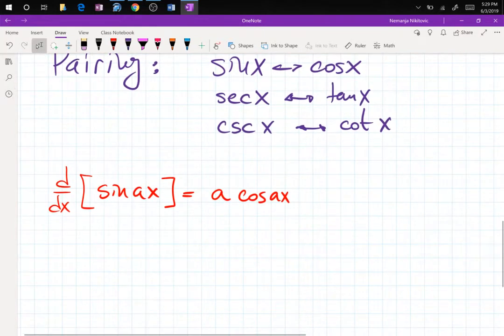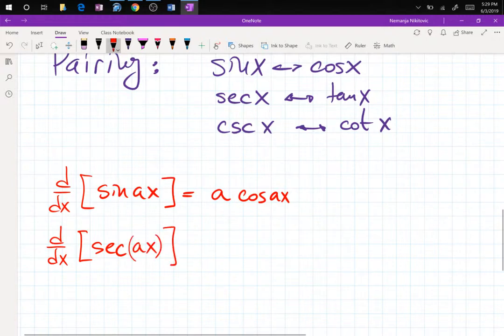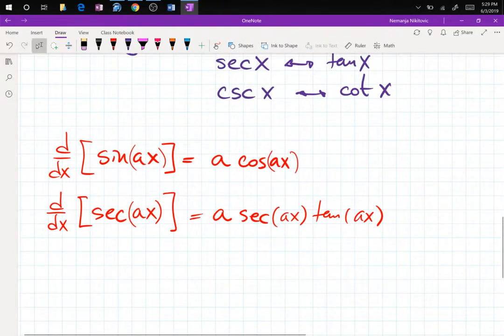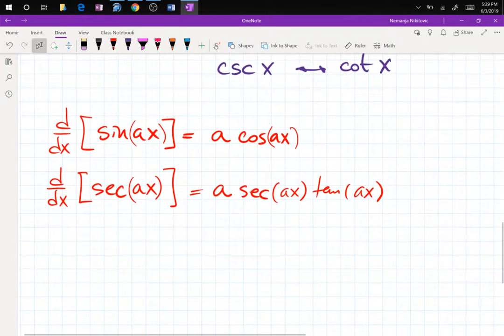Now you apply this to all 6 up there. For instance, the derivative of secant ax, where ax is like the argument, is going to be a secant ax tangent ax. So all of those will pick up this a in front and keep ax in their argument.